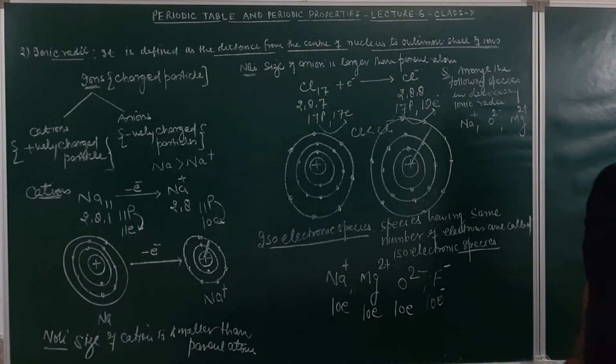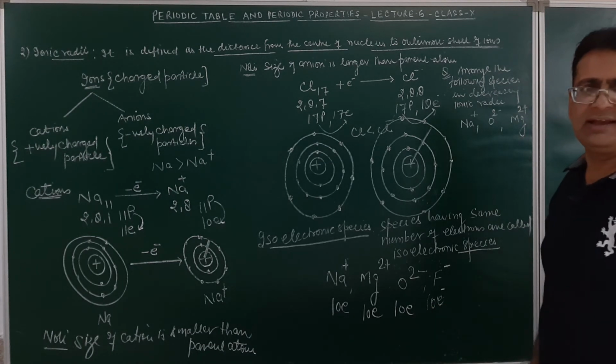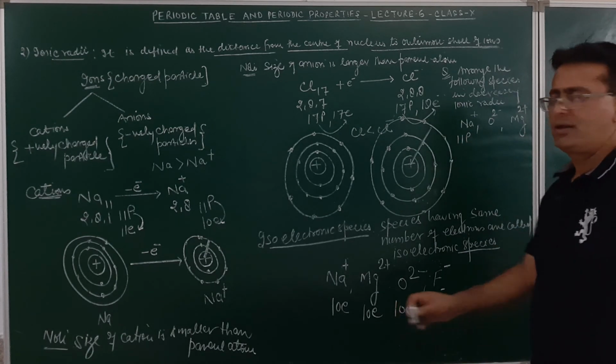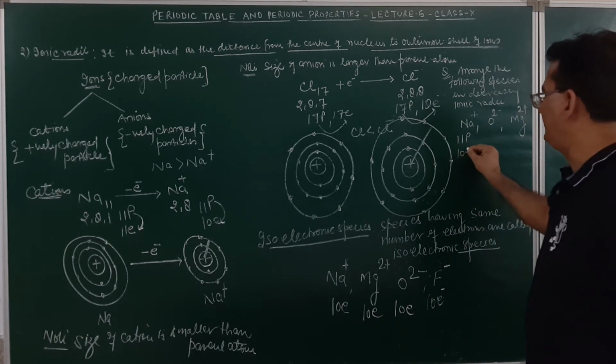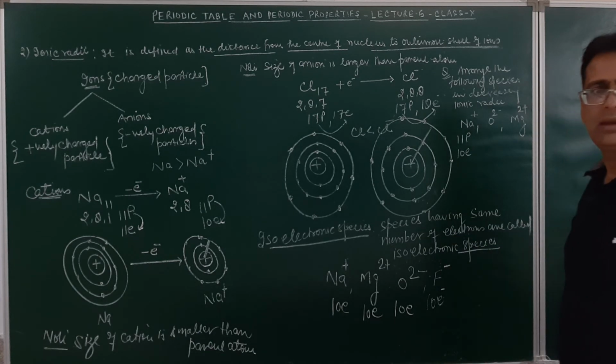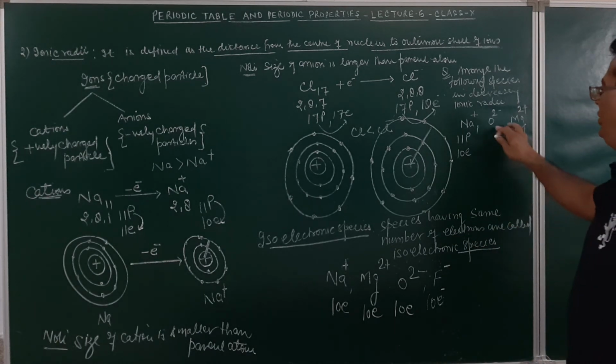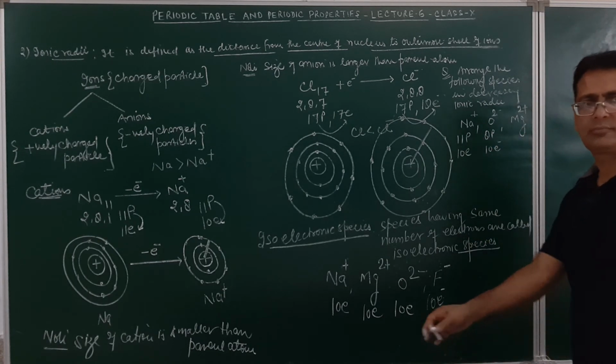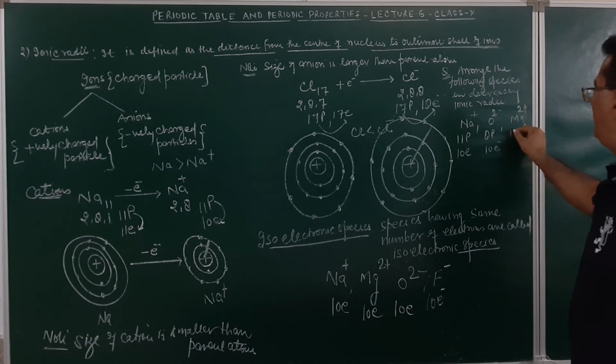Now what is the atomic number of sodium? 11. That will be given in the examination. So here are 11 protons. And how many electrons? 10. Am I clear? In oxide ion, there are 8 protons and 10 electrons. In magnesium, there will be 12 protons and 10 electrons.